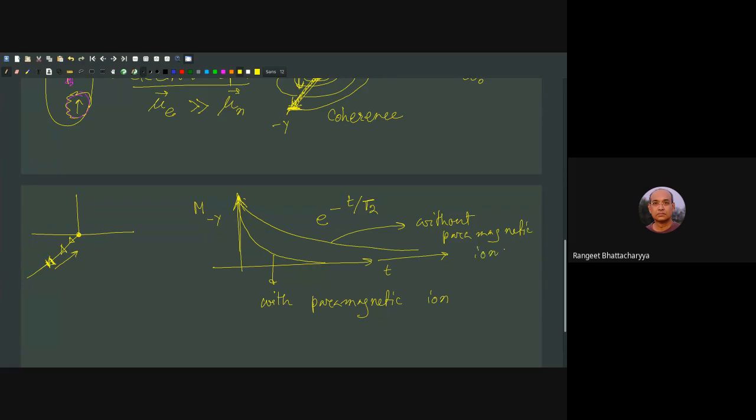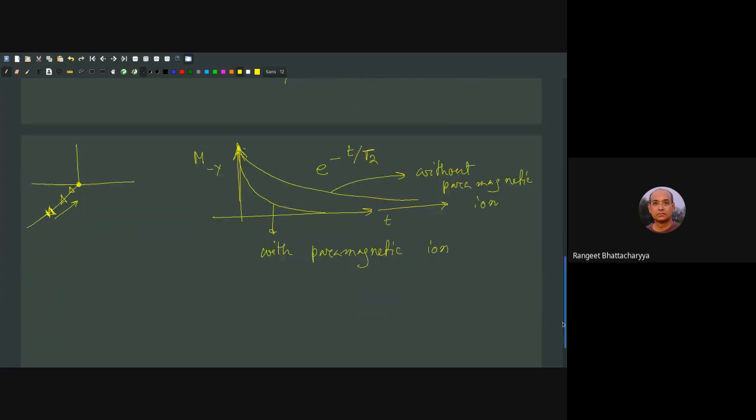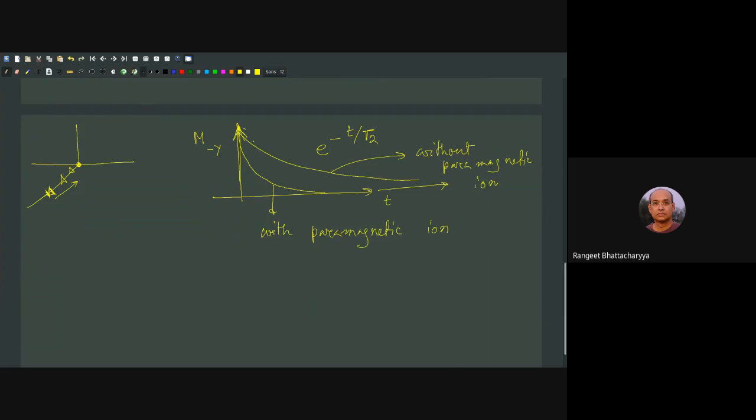So without paramagnetic ion means, can we now draw the T2 curves? I'm calling these curves the T2 curve. Can we do that for the protons in the oxygenated blood and deoxygenated blood? Of course, we can do that, and it will look very similar. We already have it drawn, so we can just mention that with paramagnetic ion, this would be our deoxyhemoglobin.